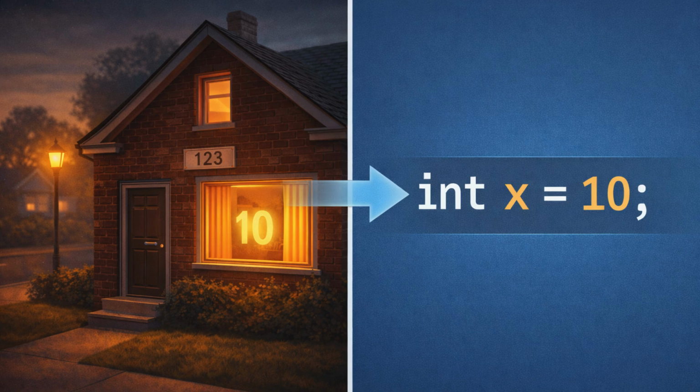Now let's connect this to programming. The house is your variable. The house number is the memory address. And the family inside is the value stored in that variable. So when you write int x = 10, it simply means value 10 is stored at some memory address.